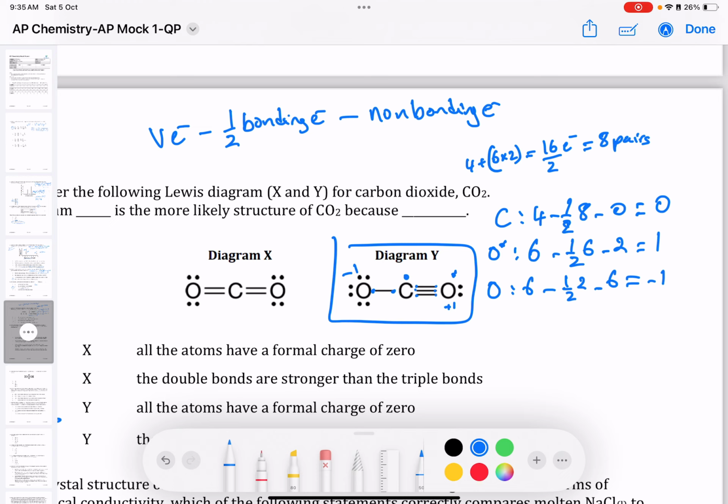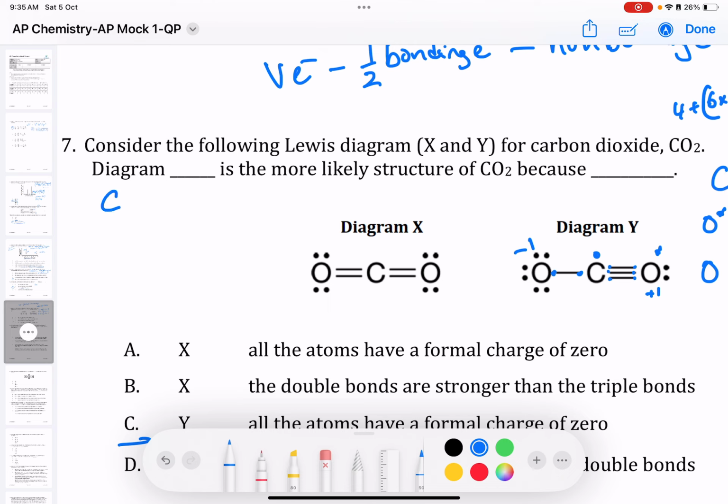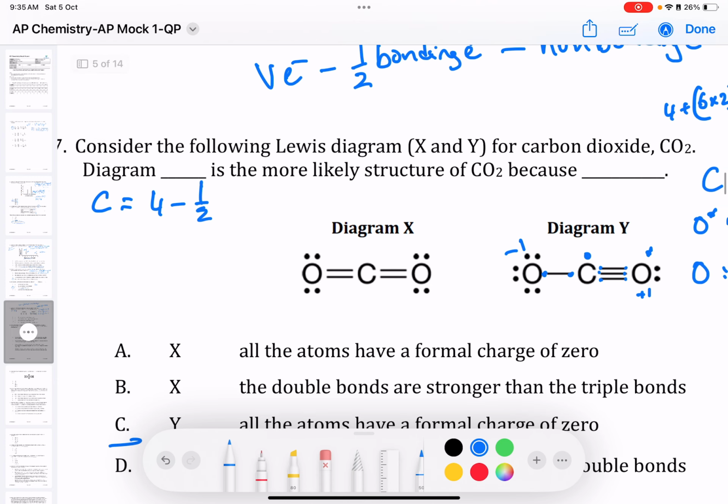This is a formula with C at 0 formal charge, but both O atoms have a non-zero formal charge. So this one is not really stable. Going to the other one, C: we have the valence electrons of C minus half the bonding, so 1, 2, 3, 4, 5, 6, 7, 8, minus non-bonding. All the electrons of carbon are bonding. So 4 minus 4, that's a 0.